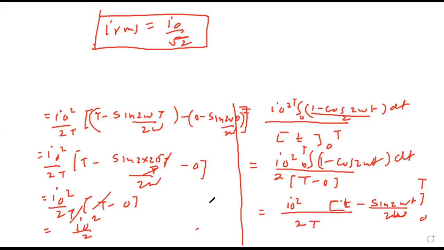So three derivations we did in fact. One was the EMF induced in a rotating coil. Then the average is 2 times I naught upon pi, and RMS is I naught upon root 2.